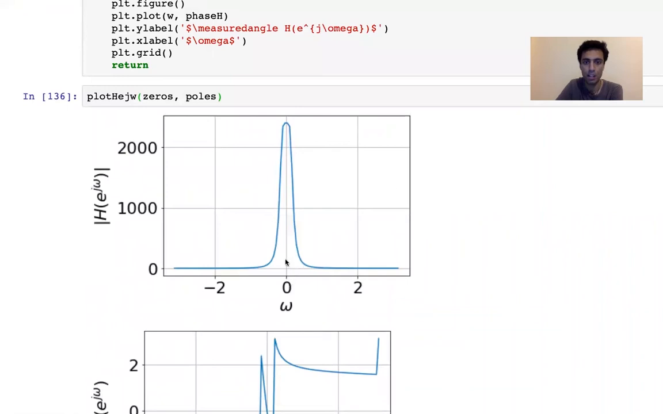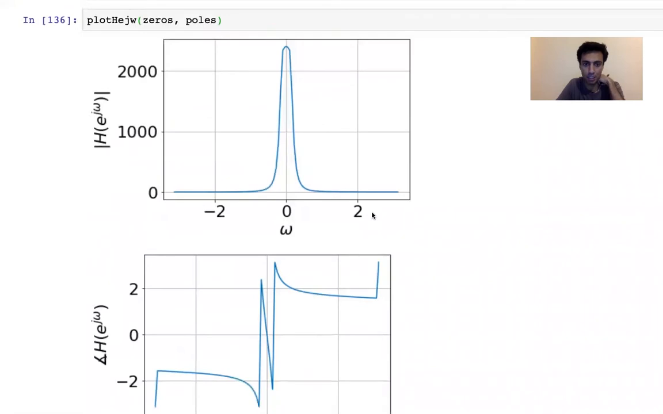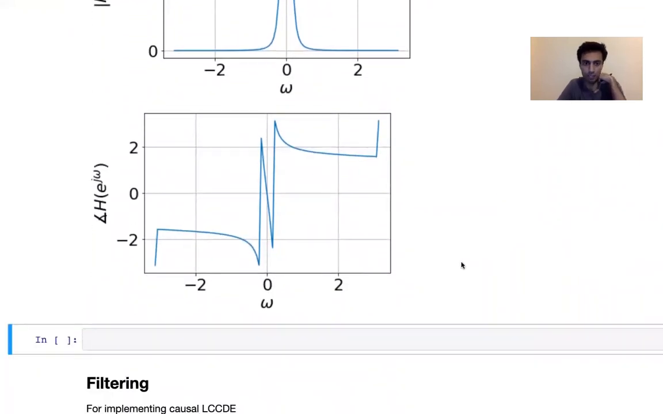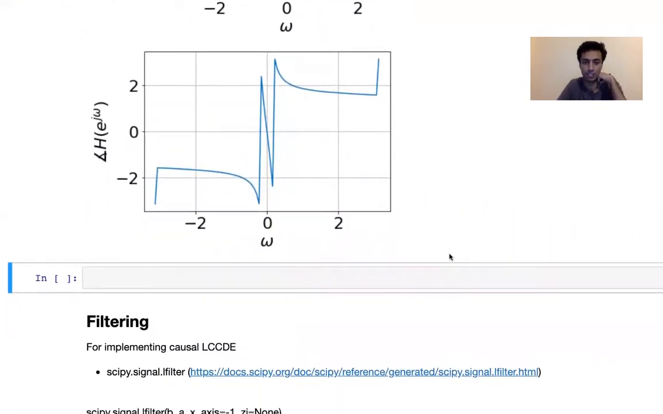This is how it looks. You see, around omega equal to 0, it has a very high value. And around omega equal to pi, it is almost 0, because those zeros are holding it down to 0. And the poles around omega 0 are pushing it up. So that's what you see. And similarly, the phase plot will be something like this, right? We have discussed it somewhat in our discussions.